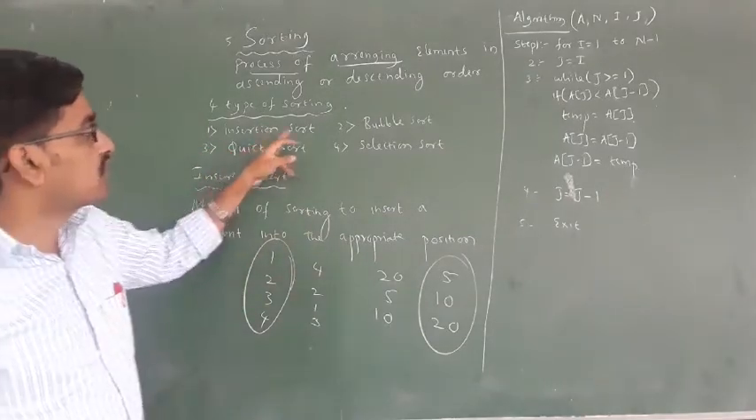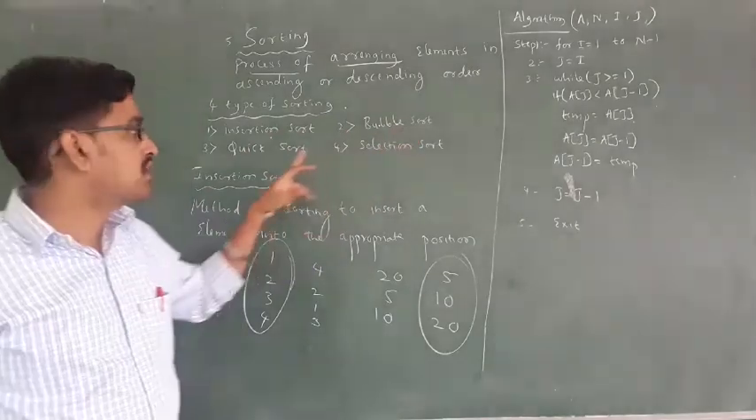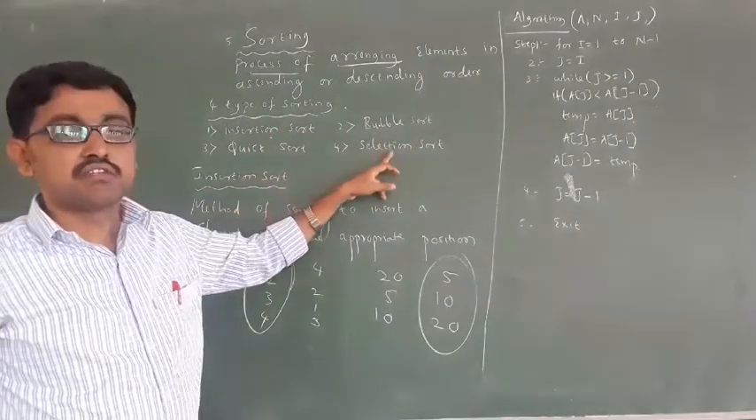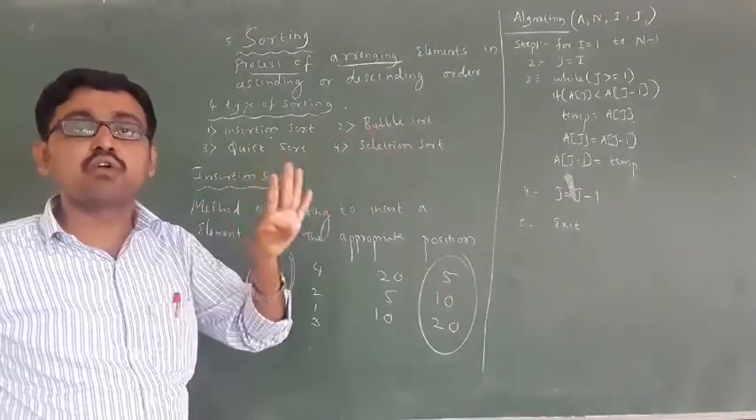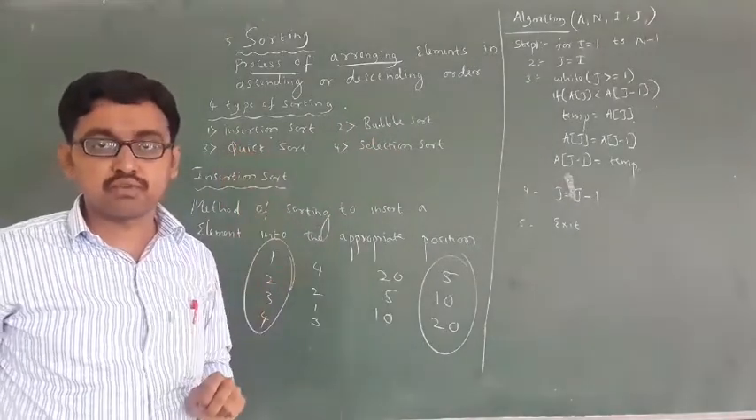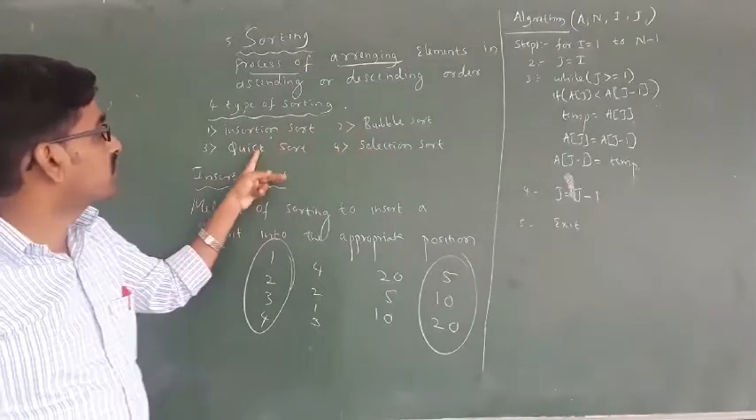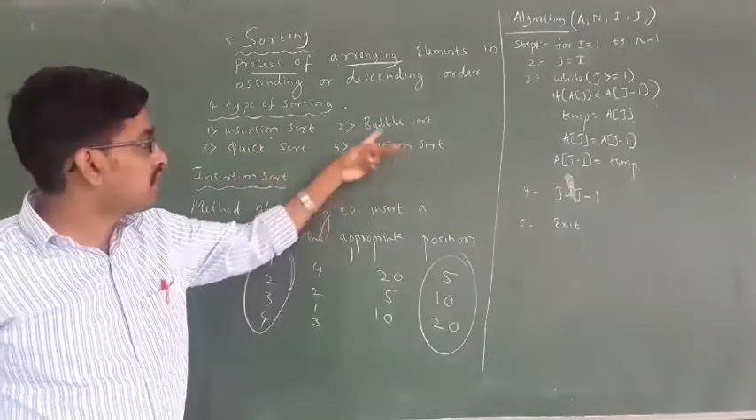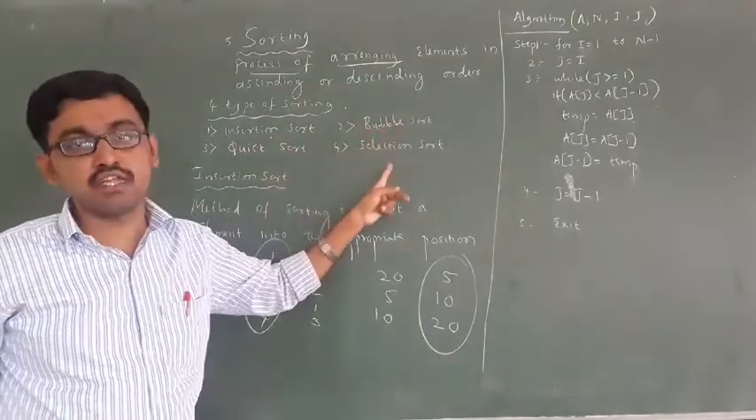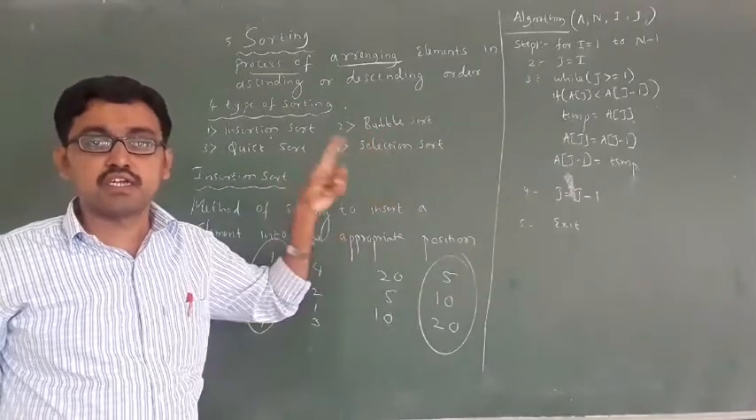One is insertion sort, then second one is bubble sort, then third one is quick sort, then selection sort. There are 4 types of sorting we have: insertion, bubble, quick sort, and selection sort. These are what you have to study next in a degree, if you take an engineering branch.